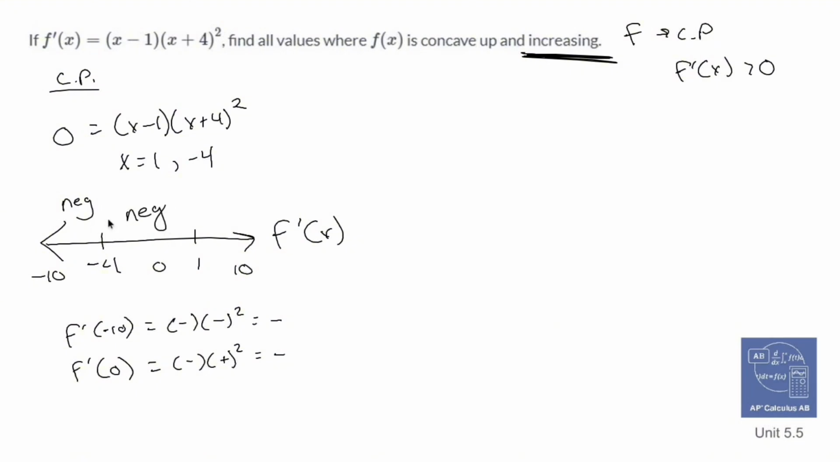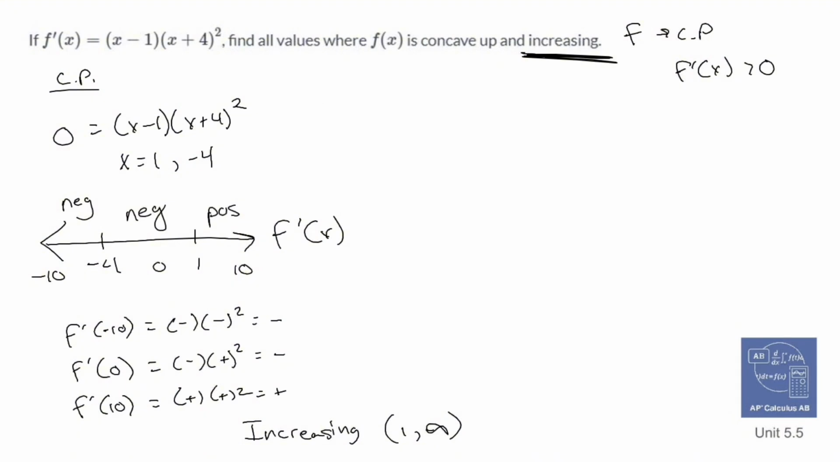So there's a critical point, but there's no max or min going on here because it goes from negative to negative. But that's not what I'm supposed to do. I'm supposed to find out where this is increasing. So let's plug in 10. That's going to be 10 minus 1, which is positive, 10 plus 4, which is positive, squared is positive. Positives all around. So you are finally increasing. So this is increasing on the interval 1 to infinity.